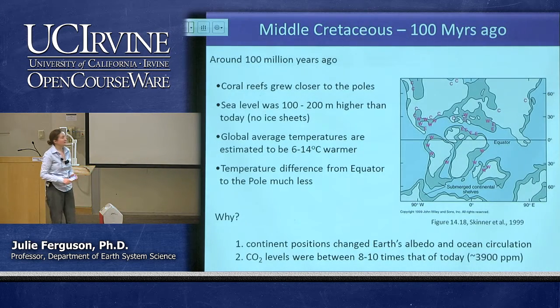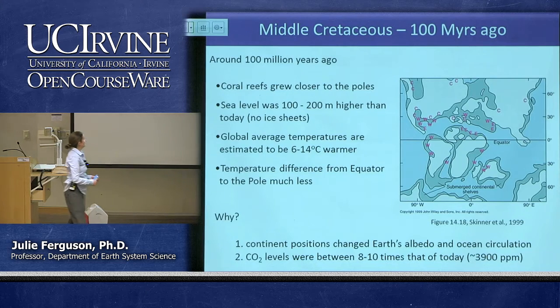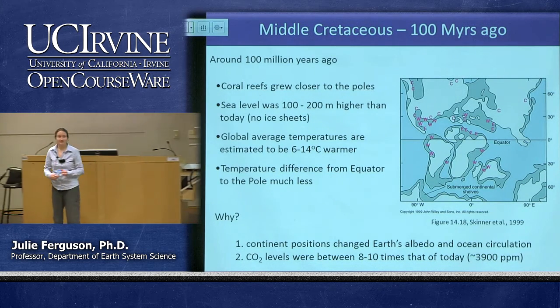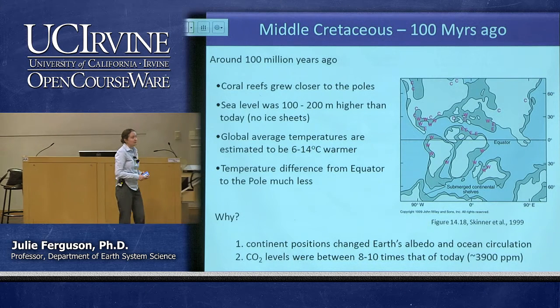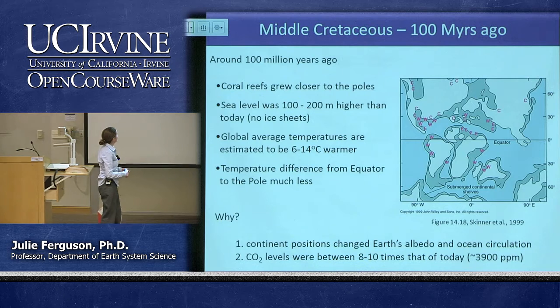Okay, so here's 5 minutes of climate history on Earth. The Middle Cretaceous, 100 million years ago. If you lived then, you would have been eaten by dinosaurs, but you'd also have been much warmer. Coral reefs grew right up to the poles. We also had alligators, crocodiles, cold-blooded things right up to the poles.